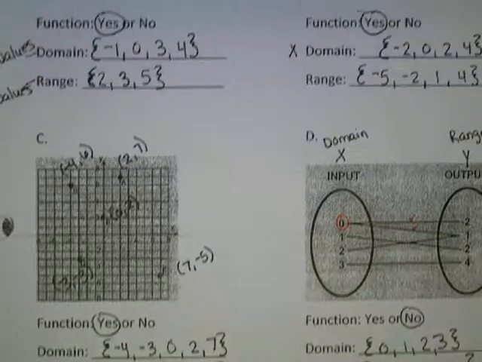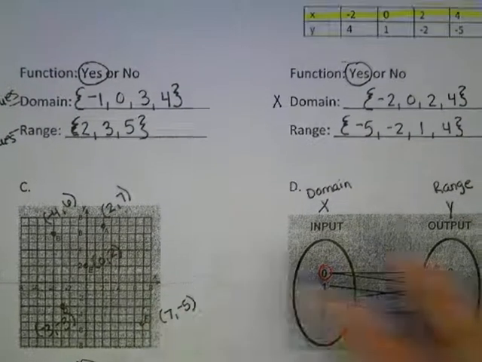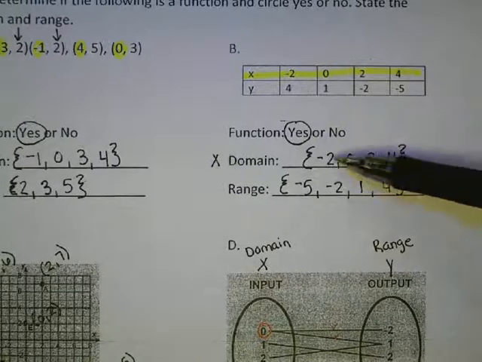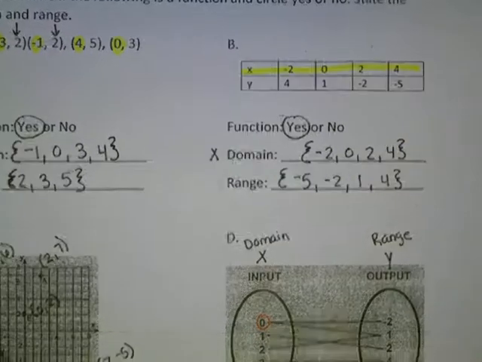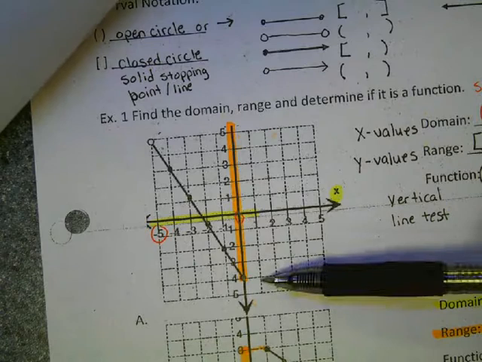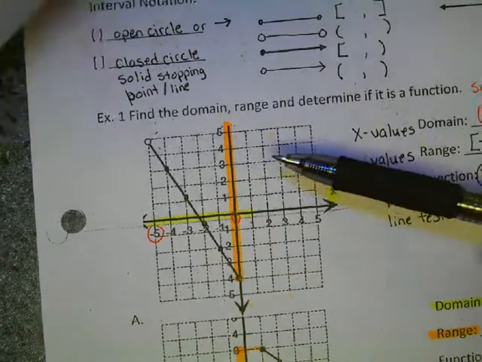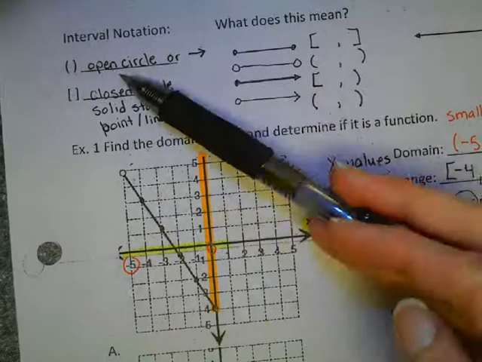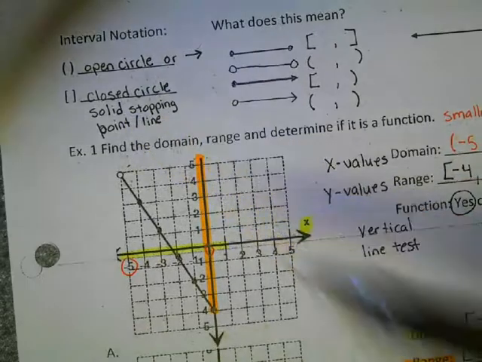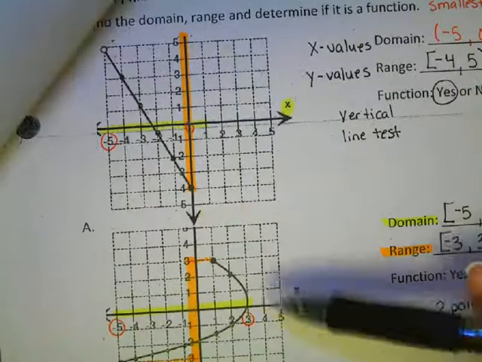anytime you have a list of numbers, you write the numbers each down. But if you have a continuous line like these, this is when we have brackets and parentheses, okay? Brackets and parentheses. Parentheses are for open circles or arrows like infinity. Brackets are for closed circle, or like in this case right here we had a solid line there. If you have a solid line, that would be a bracket.